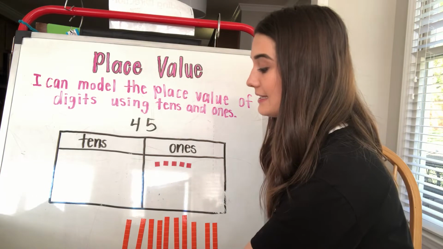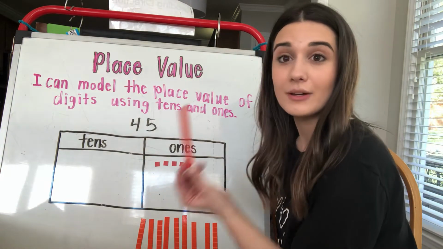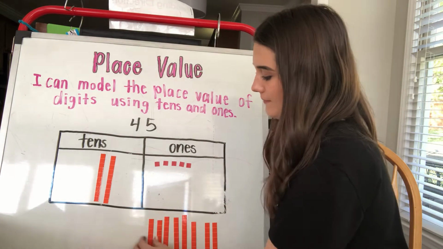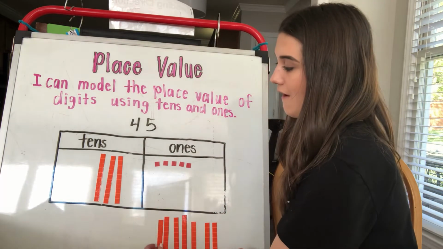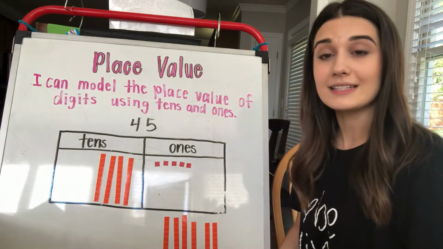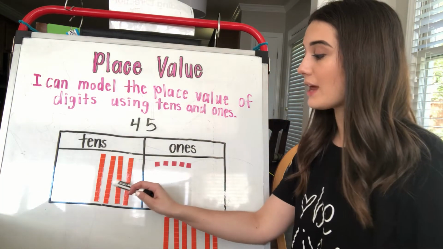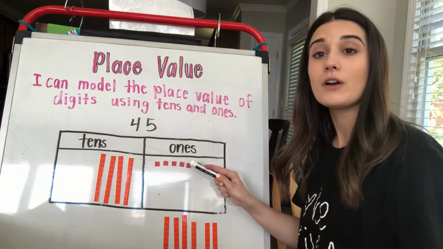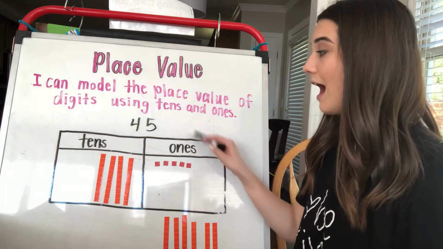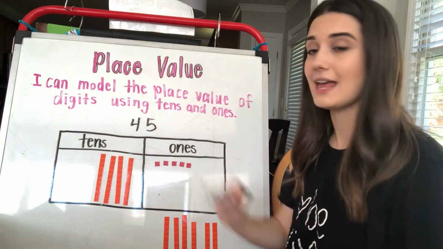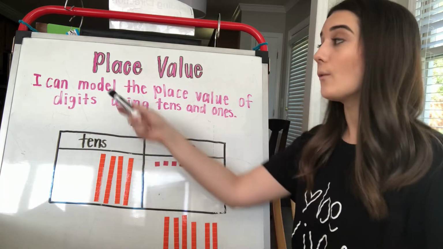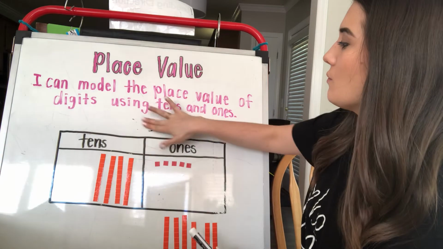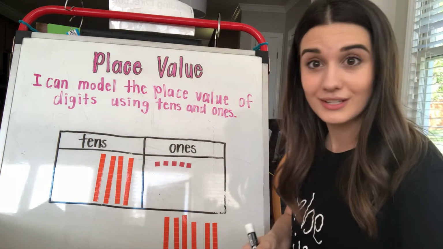So I'm going to use my 10 sticks because we're doing the tens place, and I have to put 4 10 sticks. 10, 20, 30, 40. So now let's count it all together. 10, 20, 30, 40, 41, 42, 43, 44, 45. So we built our 5 ones and our 4 tens to build the number 45. We just modeled 45 using tens and ones. Let's do one more together before it's your turn to do it on Seesaw.